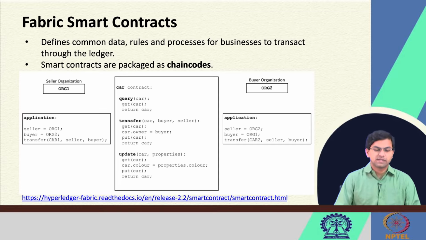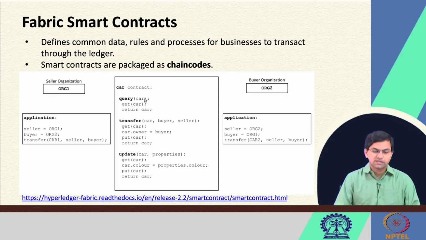If you see this particular diagram, in a network, if there are two organizations, buyer and seller orgs, org 1 is the buyer organization and org 2 is the seller, then we would have a smart contract like this for an application which is used to handle cars. Suppose these two organizations want to buy and sell cars, then this particular contract named car contract will have several functions. Here we can see there are three functions: query, transfer and update, and all of them are concerned about the data of different cars.